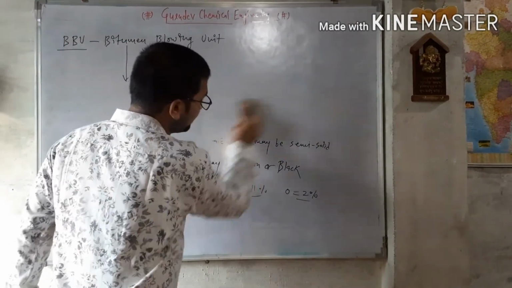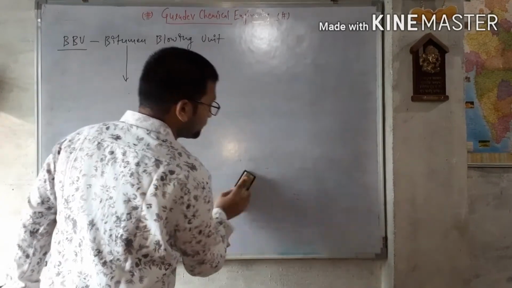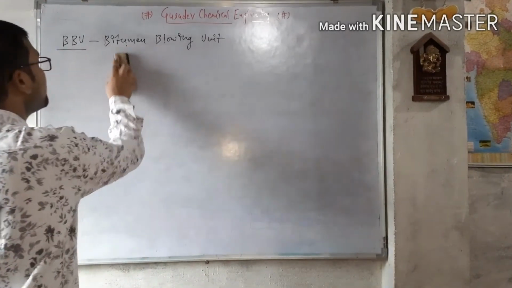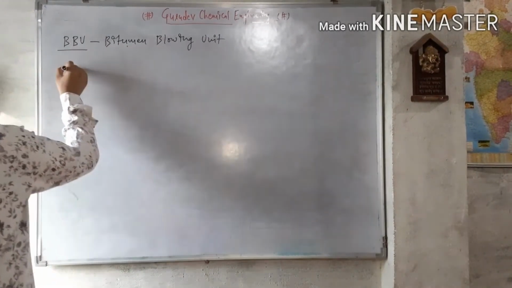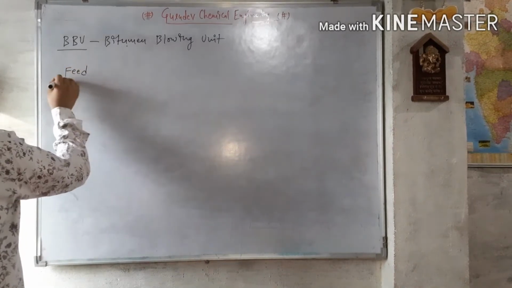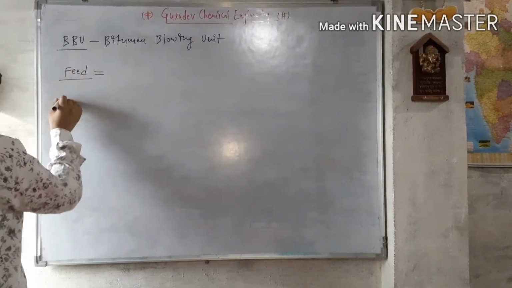Now we will discuss the feed and product of the bitumen blowing unit. So our feed is and product.